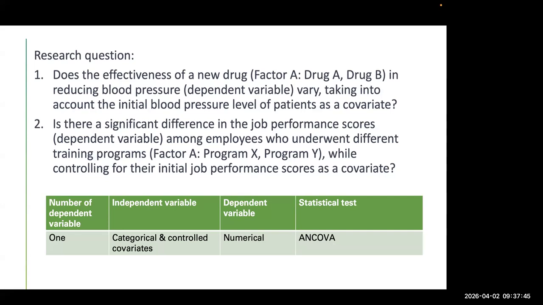You cannot control the participant because they already have that. For example, initial blood pressure, they already have; the initial job performance, they already got. However, we can control through statistical tests. Okay, when you run ANCOVA, you know that is where you can control this. So this is the beauty of statistical tests. You cannot control in the real setting, but you can control that in terms of data analysis.